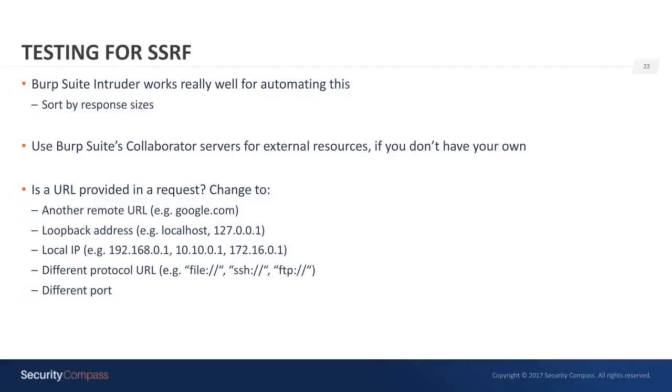Well, again, Burp Suite has something known as Intruder, which works really well. You could use Burp Suite's Collaborator for external resources if you do not happen to have your own. And when you're doing it at a manual level, you could see, hey, is the URL provided in the request? If it is, you try and change it to another URL. You could try and change it to a loopback address or some local IP, maybe a different protocol or maybe a different port, right?